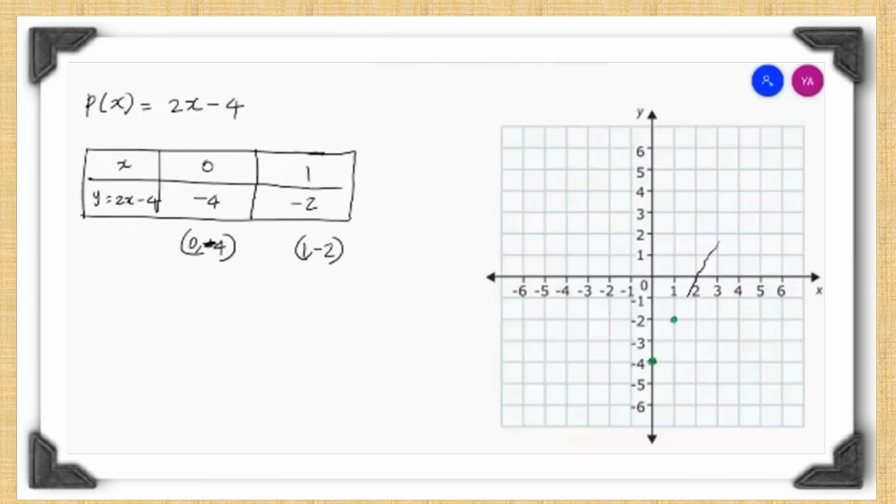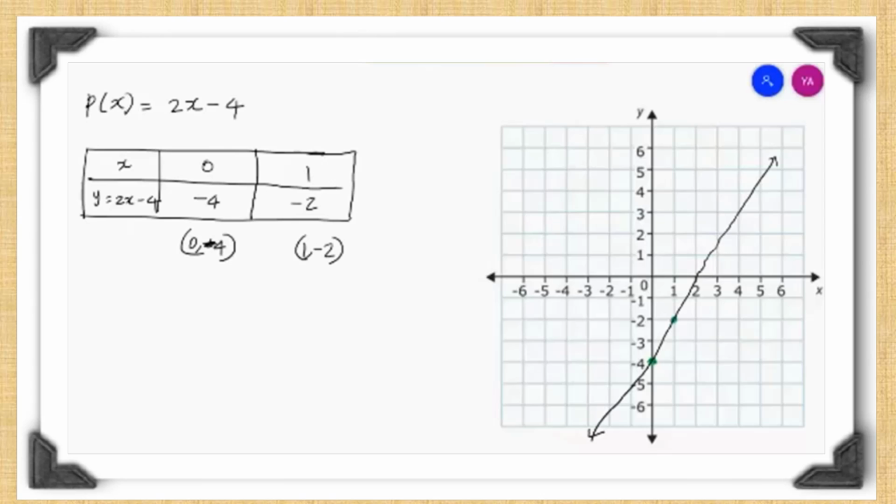Okay, so I take a pen and draw the line. The line will pass through these 2 points and it will go to infinity. So this is the graph of y is equal to 2x minus 4. Here we have seen that the 0 of this polynomial is minus b by a, that is 4 by 2, that is equal to 2.